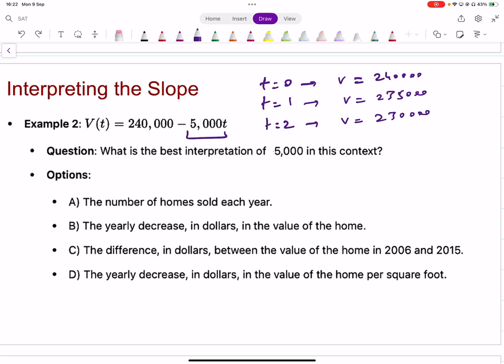The number of homes sold each year, that's irrelevant. The difference in dollars between the value of the home in 2006 and 2015? No, it represents the difference each year, not the total difference. This is also incorrect. Yearly decrease in dollars in the value of the home per square foot. Now, we are not talking about per square foot anywhere here, right? They're not talking about per square foot when they talk about the value of the home. That's the total value, right? So that's also incorrect. B represents the yearly decrease in the value of the home. And that's the correct option because that's the amount by which the value is decreasing every year.